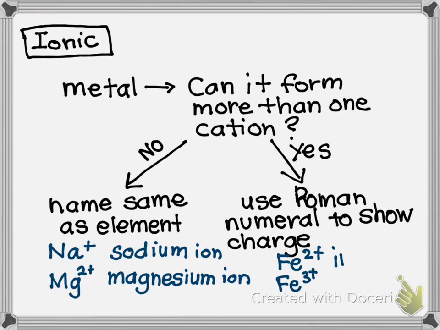So what we do to tell them in the name is we say the name of the metal, iron, and we follow it by a Roman numeral. That would be iron 2, and then iron 3 would just be called iron, and then we follow it by a Roman numeral 3. So the Roman numeral is just telling us the charge.